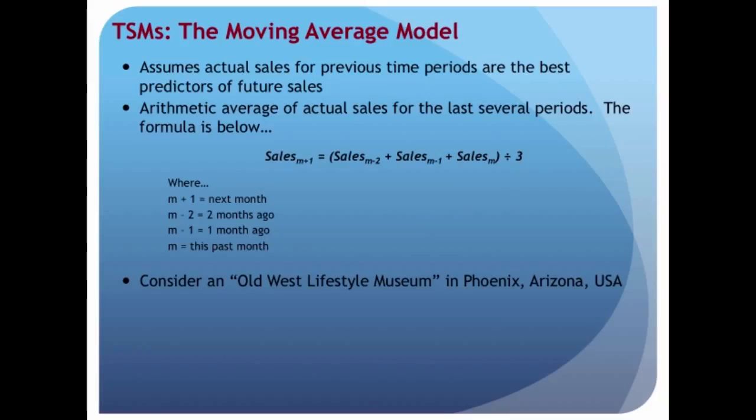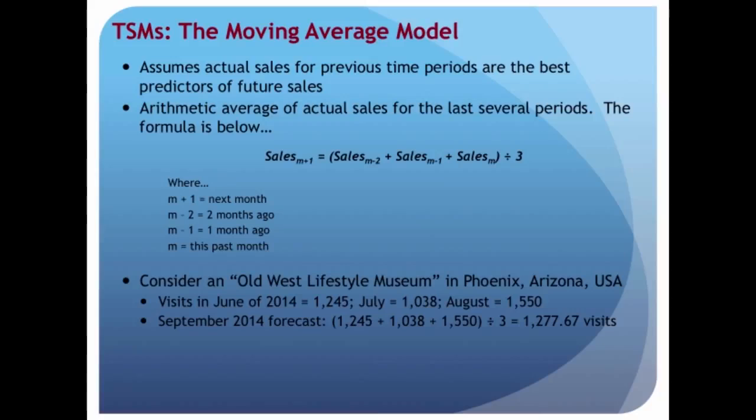For example, consider an Old West lifestyle museum in Phoenix, Arizona, USA. The museum forecasts the next month's visits using the moving average model. Visits in June of 2014 were 1,245. In July, they were 1,038, and in August, they were 1,550. The September 2014 forecast was computed as 1,245 plus 1,038 plus 1,550 divided by 3, which equaled 1,277.67 forecasted visits.